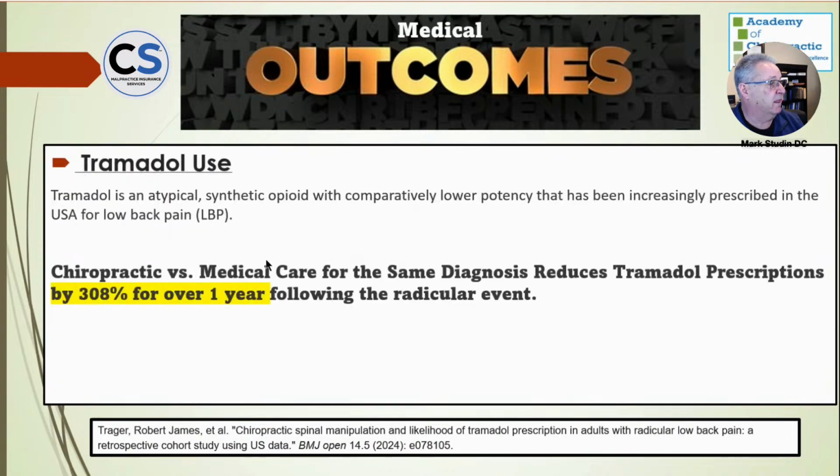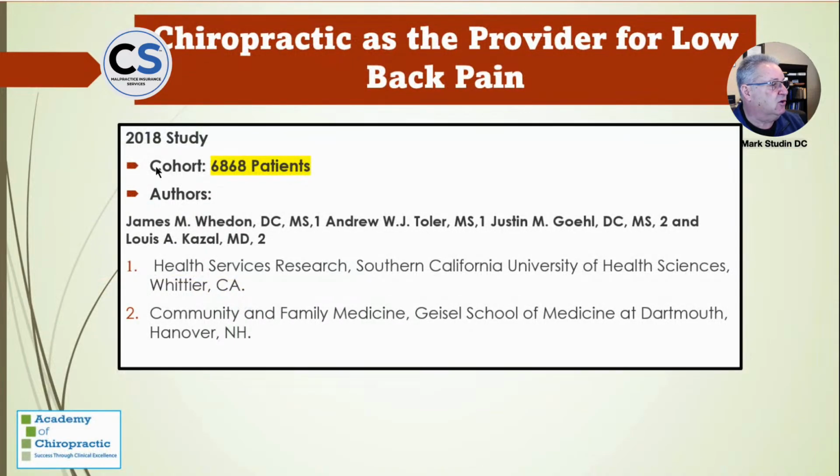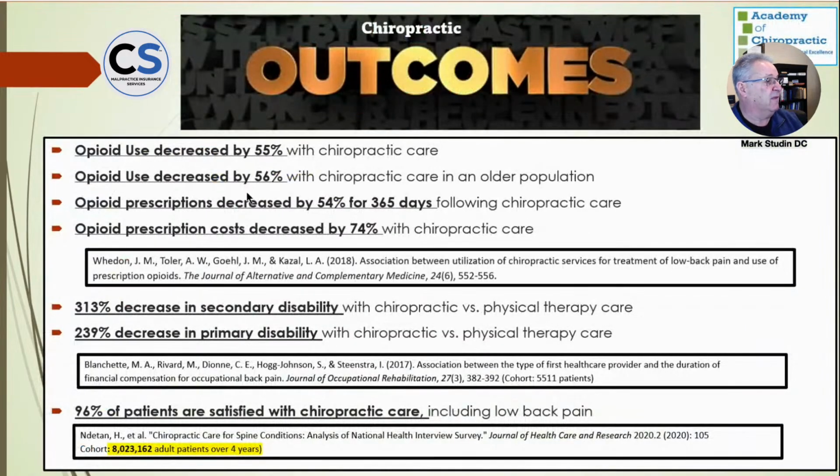What do they find? Chiropractic versus medical care for the same diagnosis reduces tramadol, which is an opiate, by 308% following the radicular event. In a 2018 study, 6,868 patients. What do they find? Chiropractic decreased opioids by 55%. With older folks, 56%. Opioid prescriptions decreased by 54% over 365 days, and the costs went down by 74%. That's 2018. There was a 313% decrease in secondary and 239% decrease in primary disability versus chiropractic care.